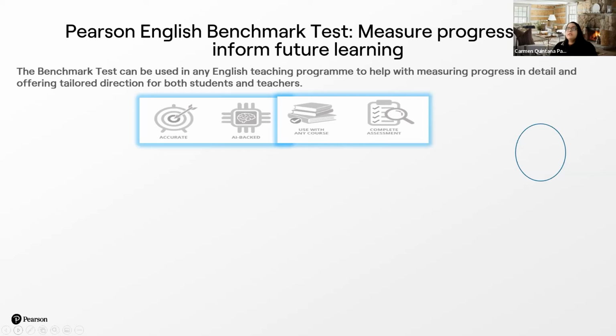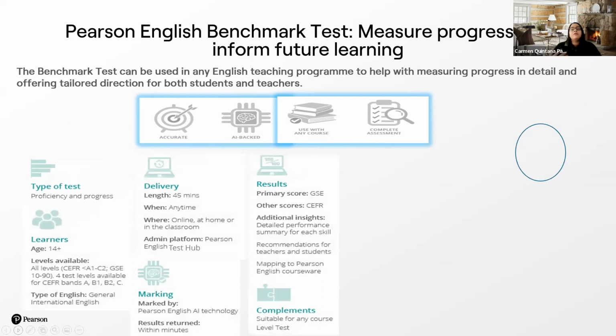Now, benchmark tests can be used in any English teaching program to help measure progress in detail and help you offer tailored direction for students, for your learners. Again, this is a very accurate test, it's AI backed. It can be used with any course. This is true for all of our assessments. While I mentioned that you can map to our courseware if you are using it, that's not a prerequisite to using our assessment. Now, it's about 45 minutes. It goes in bands A, B1, B2, and then C, and it gives you a GSE score.